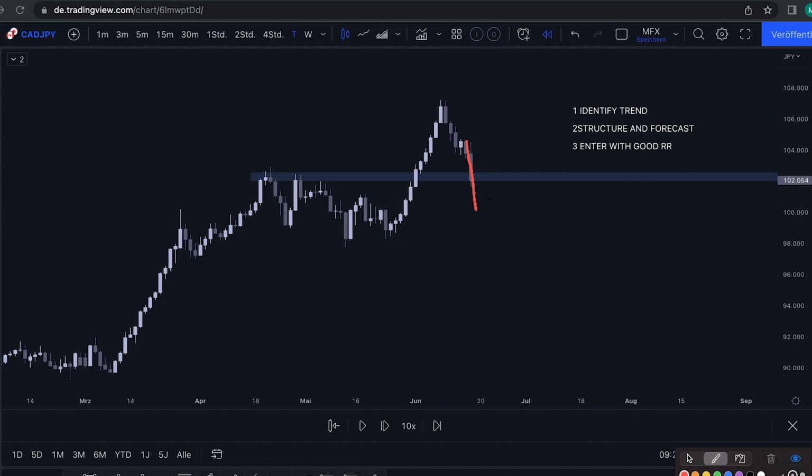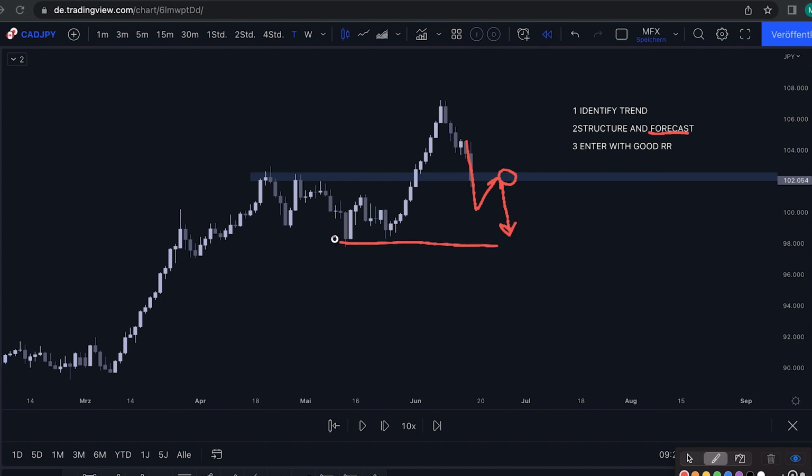We can actually predict again. We need to forecast, guys. We can forecast that the market comes back and tests this zone right here, right? And in this zone, we are looking for short signals that the market doesn't want to go higher, and then we can look for this move downwards to the structure level right here.